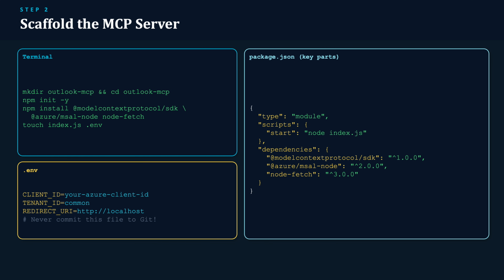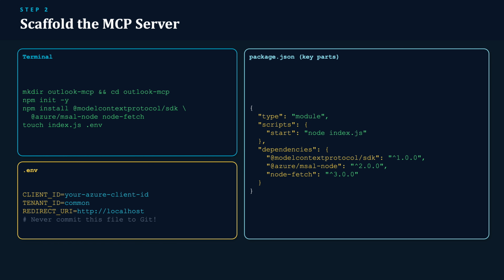Tenant_ID. Set this to the word common, which allows both personal and work Microsoft accounts. And redirect_URI set to http://localhost. One crucial thing, add .env to your .gitignore file before you do anything else. Never commit your client ID to a public repository.